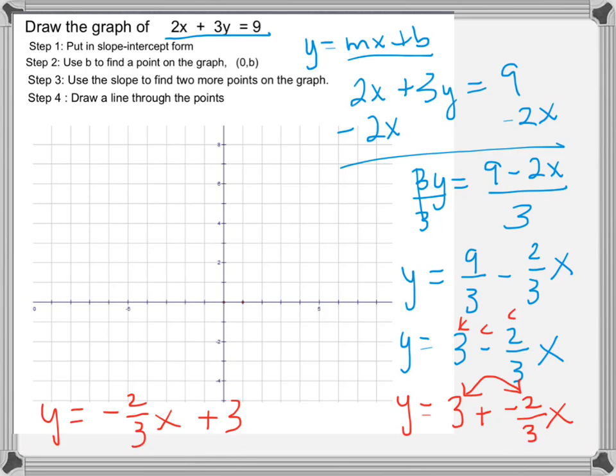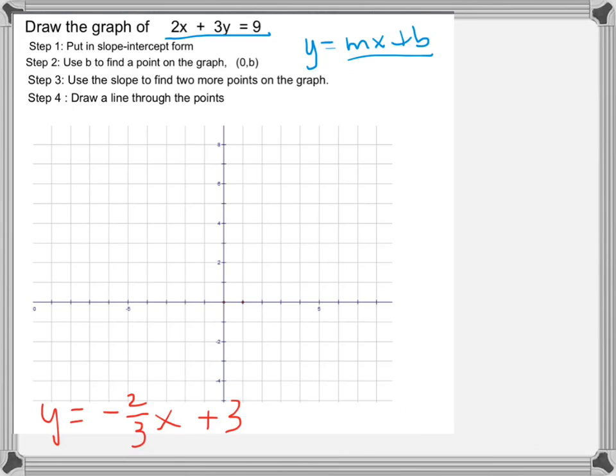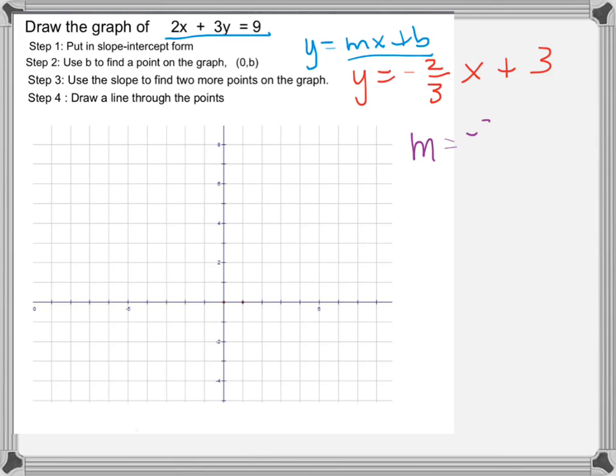Okay, now the slope of the line is -2/3. Right here, I can pick out the slope. Let me just rewrite this here, -2/3 x plus 3. Okay, there's that equation. Now the slope is -2/3, and the y-intercept is 3. So the y-intercept I can plot right away. That's the intercept on the y-axis, so I can put this at 3.